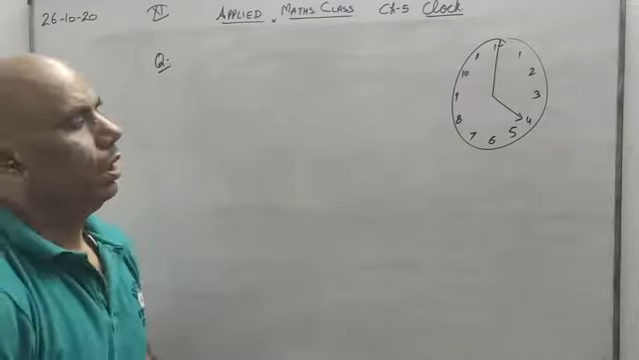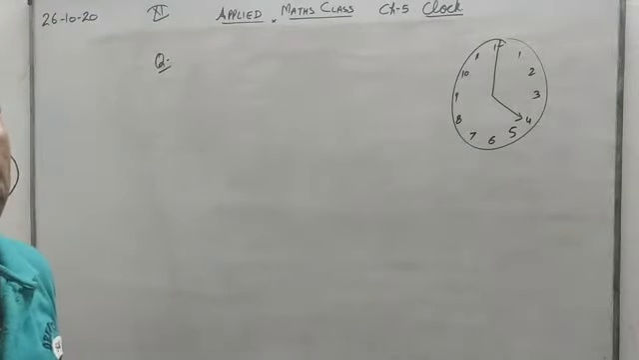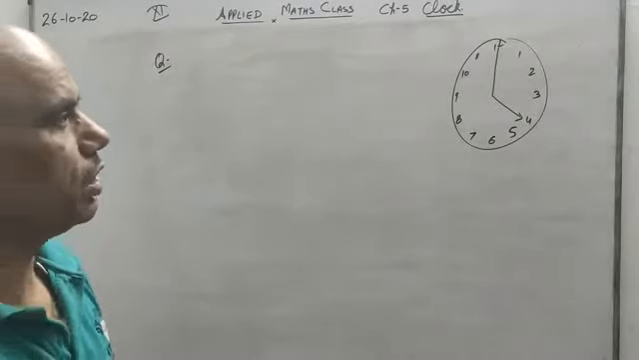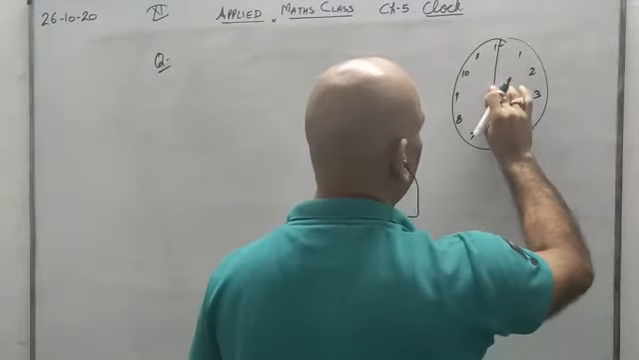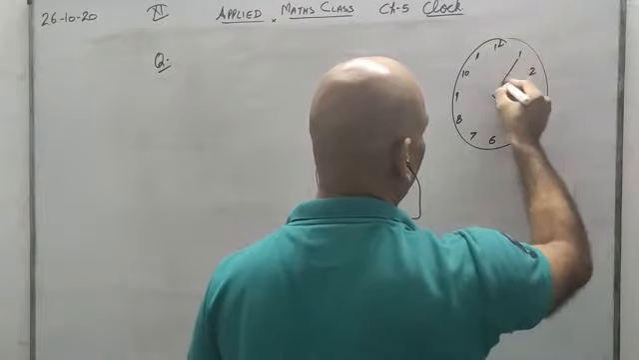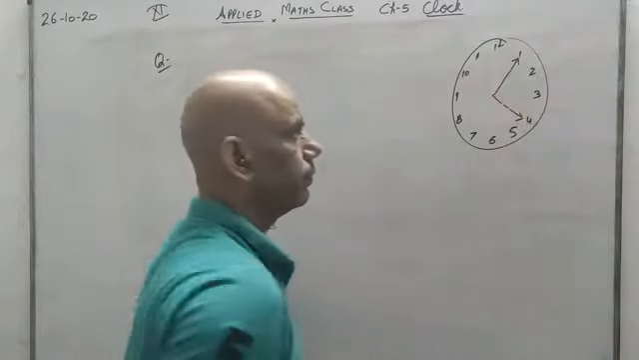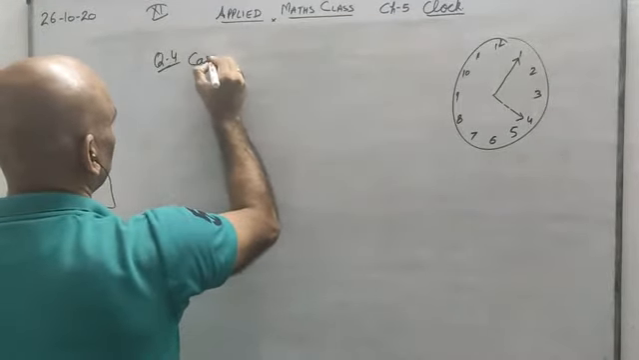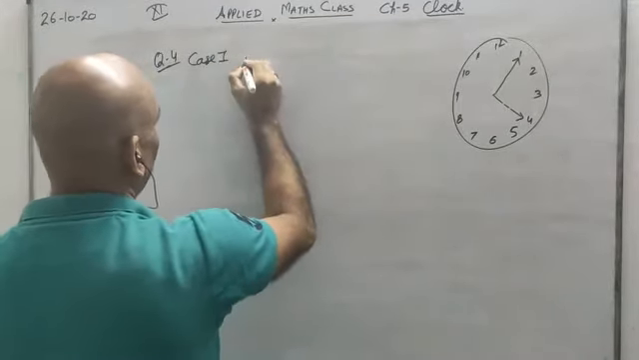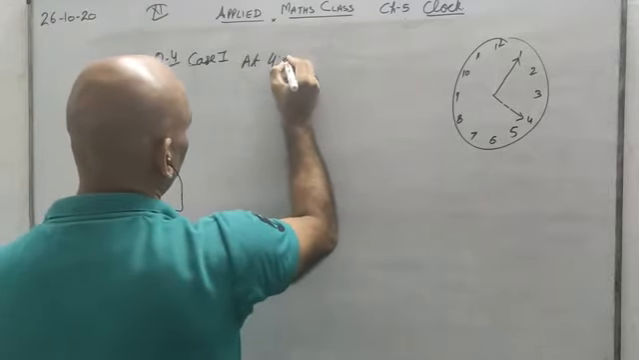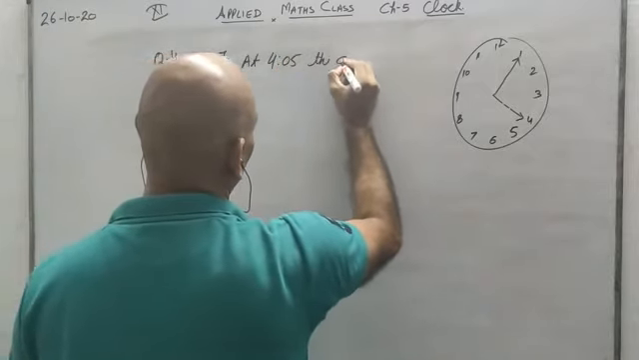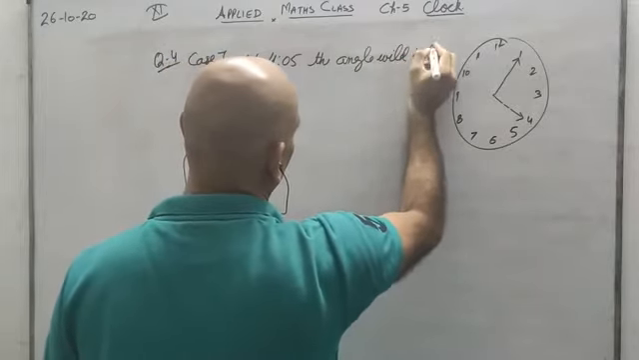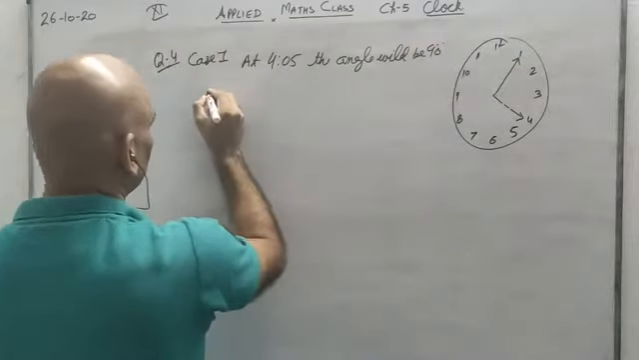Right now the angle between them is 120 degree. And he wants the angle to be 90 degree. So when will it be 90 degree? When it is at 4, 5. So this is question number 4. Case 1. There will be 2 cases. So at 4, 5, the angle will be 90 degree.